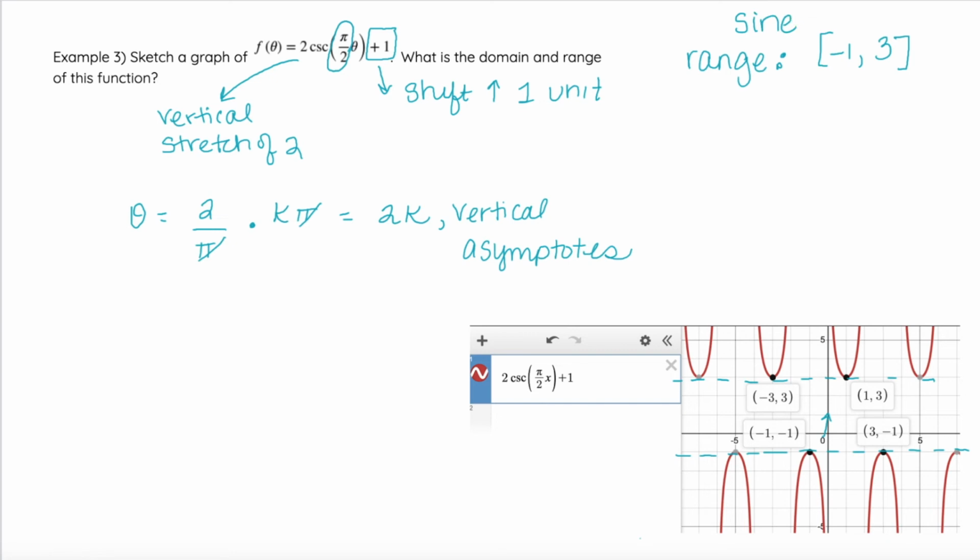However, with our cosecant graph, we know that our range is going to start as its opposite, so from -infinity to -1, and then again from +3 to +infinity.